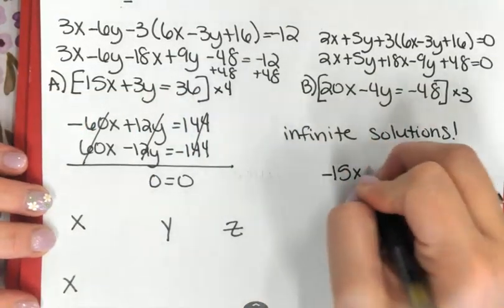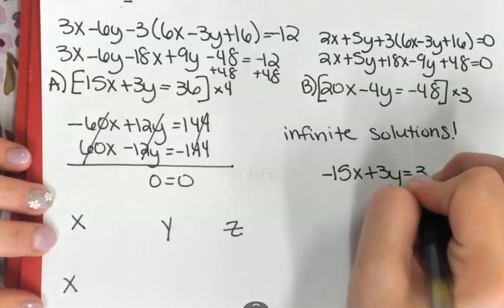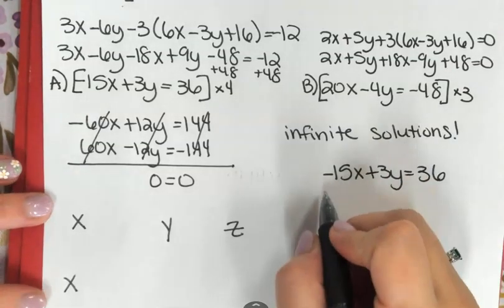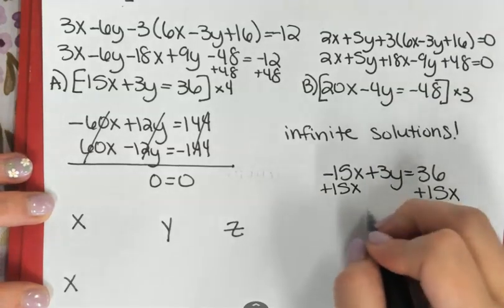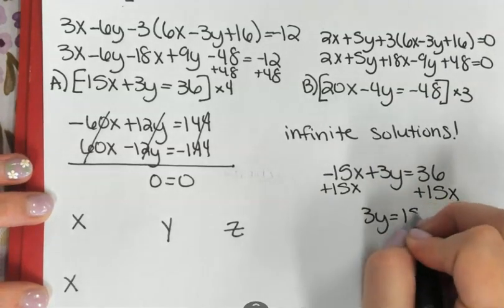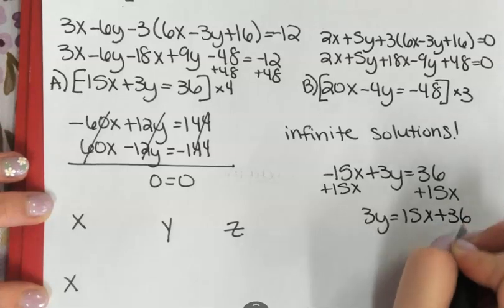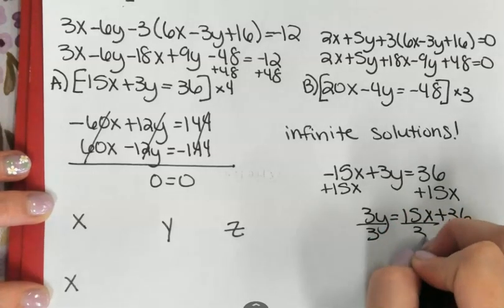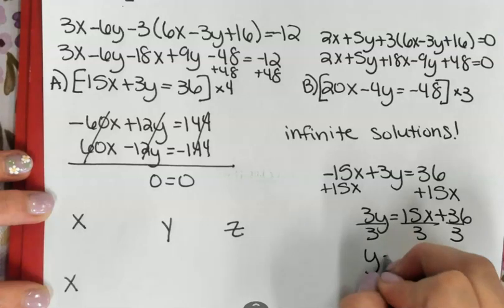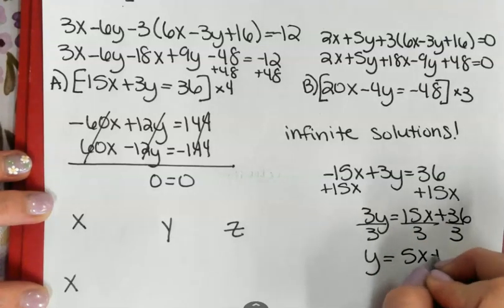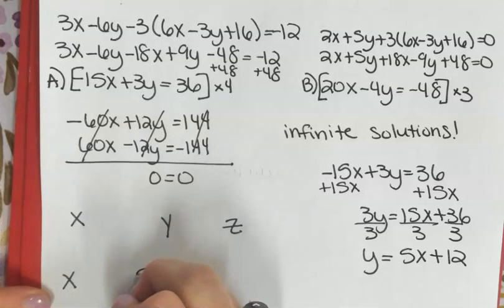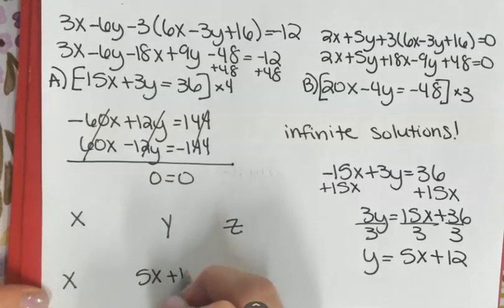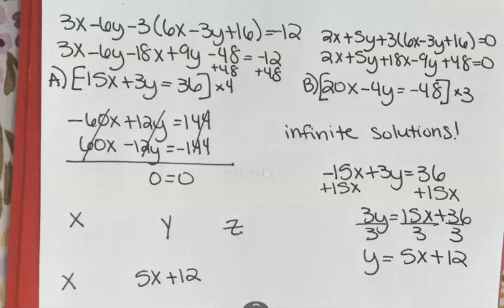And what I'm going to do is rewrite this and solve for y. So I'm going to add the 15x. And then I'm going to divide by 3. And I get that y is equal to 5x plus 12. So whatever x is, the y coordinate is going to be 5 times that number plus 12.